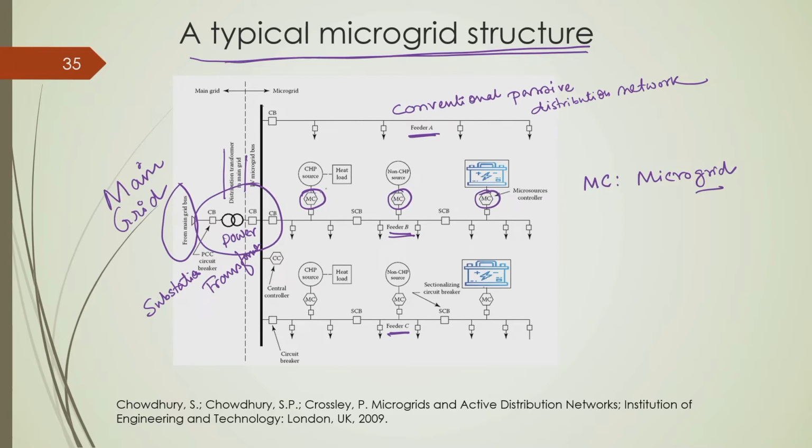Okay. So, this microgrid is having combined heat and power. So, CHP is basically combined heat and power.